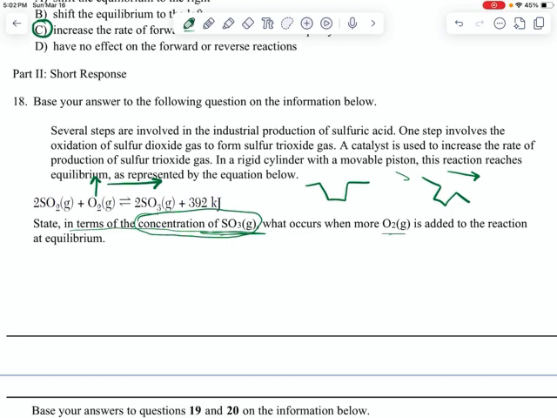So once again, if we're adding O2, we're going to make more SO3. More reactants yields more products. So the concentration of SO3 is going to increase.